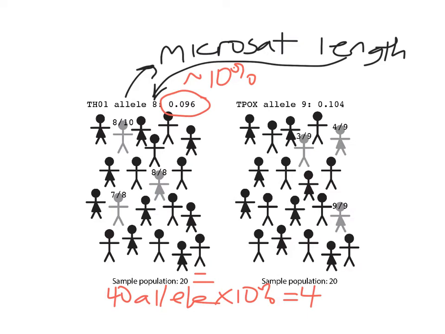And it's exactly the same story on the right side. I just picked a different allele, but it's the same drawing. It happens to be an allele that's also at about 10% frequency. So in the same group of 40 people, you would still expect to find 4 versions of allele 8 or allele 9 of TPOX.